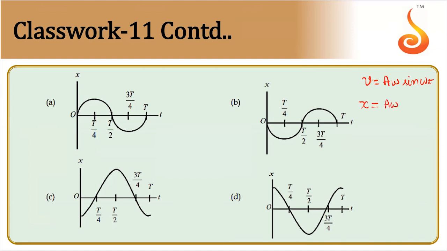A omega sine omega t, if we integrate, you'll get minus cos omega t divided by omega, correct? So omega omega get cancelled, you'll get minus A cos omega t. So you should get a cosine function. Cosine function is either this or this, but there is a minus sign, so it must be option C. It starts off from negative maximum. At t is equal to 0, x is equal to minus A. So you can notice that, so it should be option C.